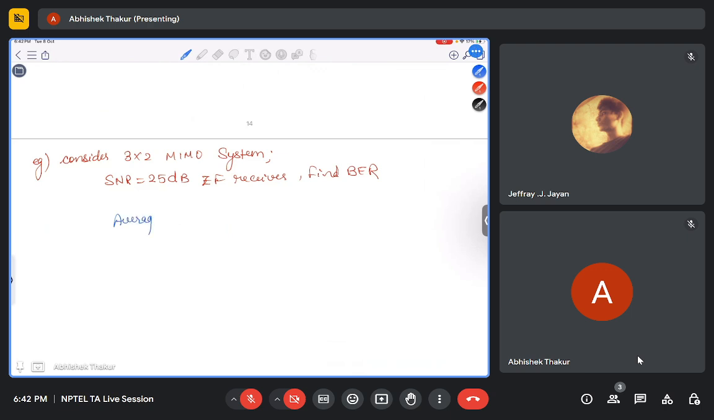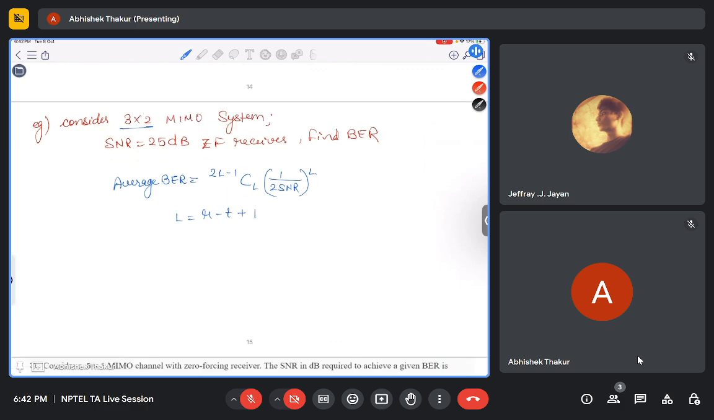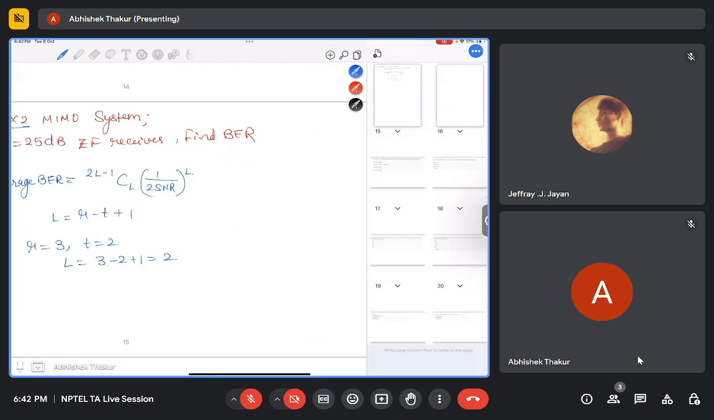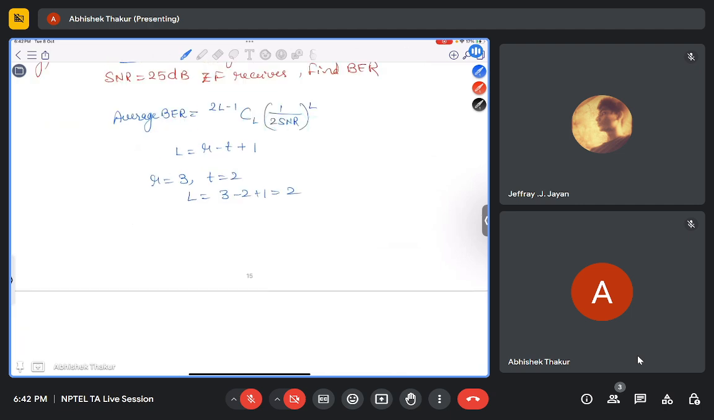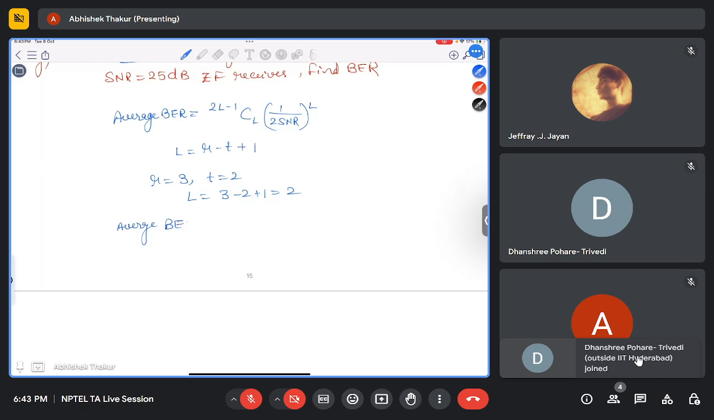So the average bit error rate is equal to (2L minus 1 choose L) times (1 by 2 SNR) to the power of L. Here L is equal to R minus T plus 1. What is R? It is a 3 cross 2 system, so R is equal to 3 and T is equal to 2. So L is equal to 3 minus 2 plus 1, which will become 2. Now we just substitute L equal to 2 here. So the average BER is equal to (3 choose 2) times (1 by 2 SNR) to the power of 2. This will become 3 factorial by 2 factorial, that is 3, into 1 by 4 into 1 by SNR square, giving 3 by 4 into 1 by SNR square.